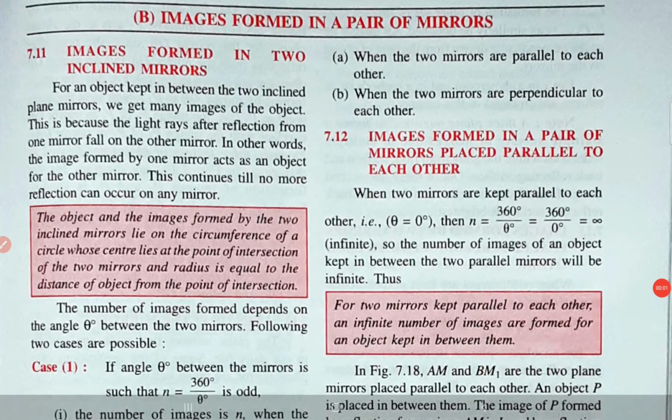This video is for class 9 physics, and today we are discussing images formed in a pair of mirrors. That means if a pair of mirrors is given to me and an object is kept in between them, here we shall study how many images will be formed and what shall be the nature of the images formed. So, going to our first topic, images formed in two inclined mirrors.